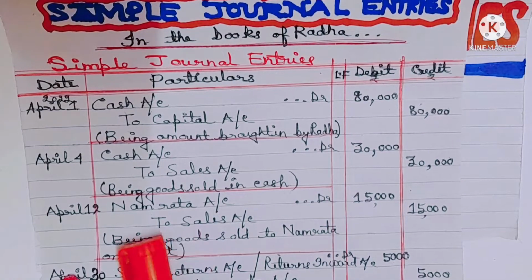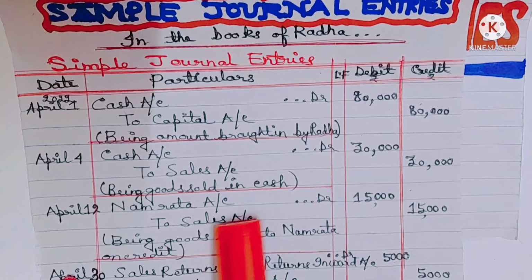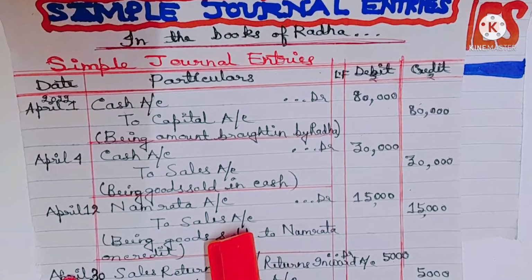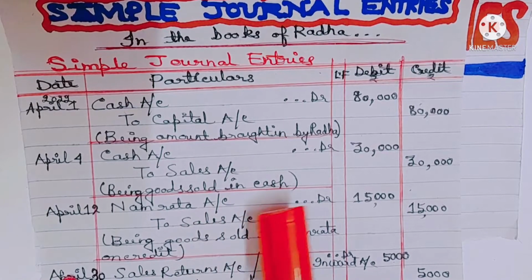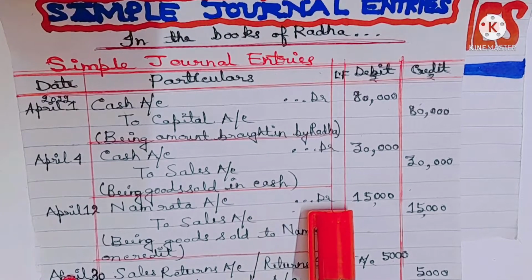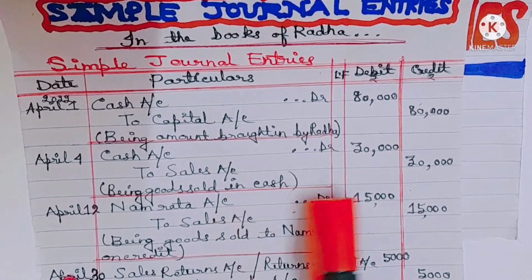On 12th April, why is Namrata account debit? Because Namrata account falls under personal account. When goods are sold to Namrata on credit, Namrata is the receiver of goods. So according to personal account, the receiver of the benefit is debit. Since Namrata is the receiver of goods, Namrata account should be debited.